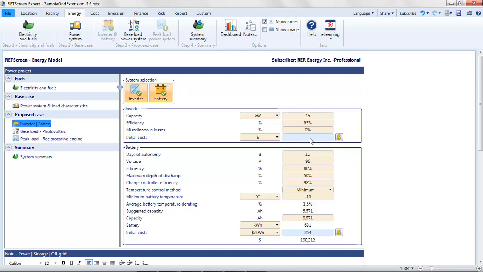The initial costs have been left out, as in our system. They've assumed 1.2 days of autonomy, so that's a little bit more than we assumed. The maximum depth of discharge is appropriate for lead-acid battery, but very conservative for a lithium-ion battery. So a much smaller battery has been assumed here. Why? Because the load is much smaller. The cost is much lower. Why? Because it's a lead-acid battery, not a lithium-ion battery.